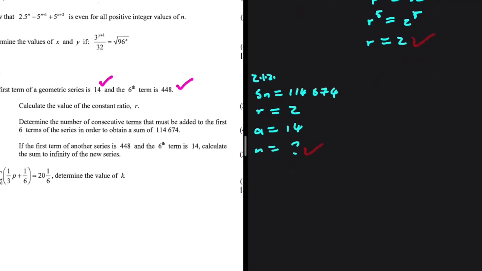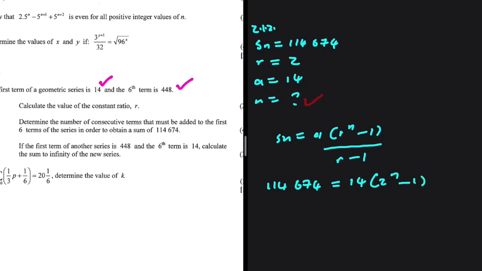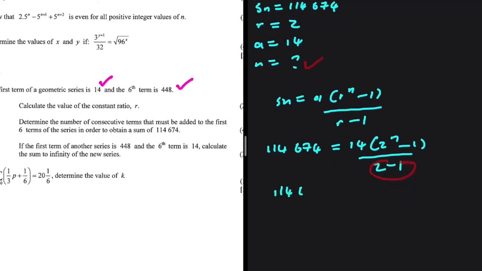Let me show you what I'm talking about. We're going to have Sn being equal to A multiplied by R to the power n minus 1, divided by R minus 1. The sum is 114,674. A is equal to 14, R is equal to 2, n is what we're interested in, minus 1, divided by 2 minus 1. If we cross multiply, this is 2 minus 1, right, which is just 1. We're going to have 114,674 being equal to 14 multiplied by 2 to the power n minus 1.